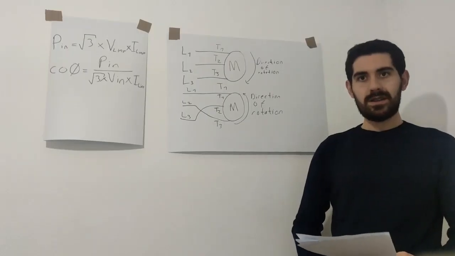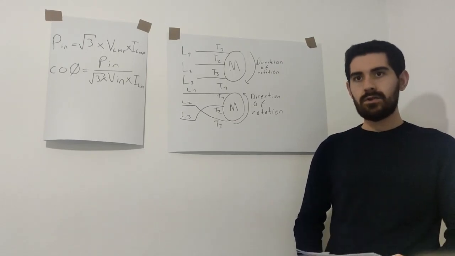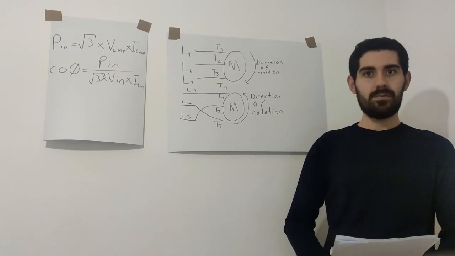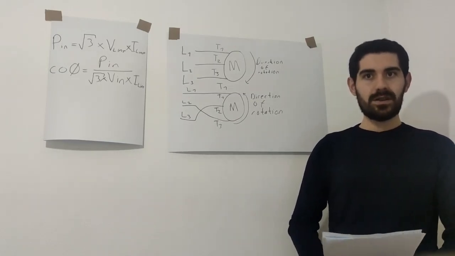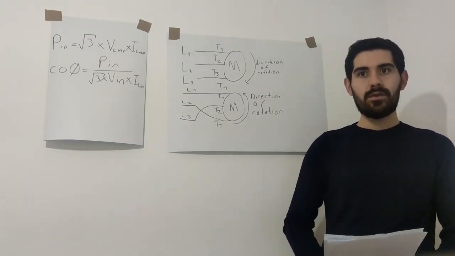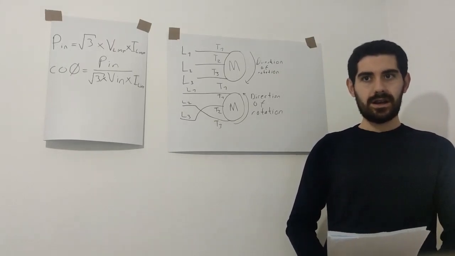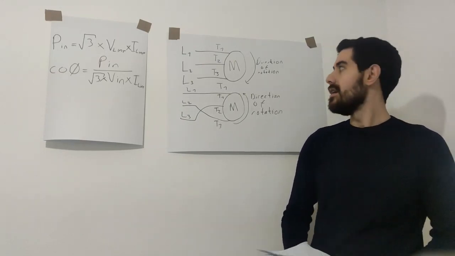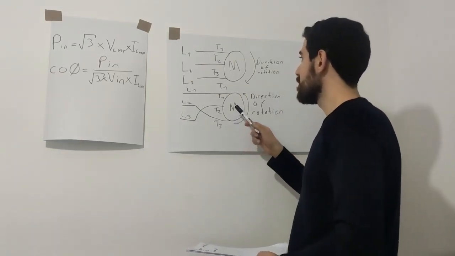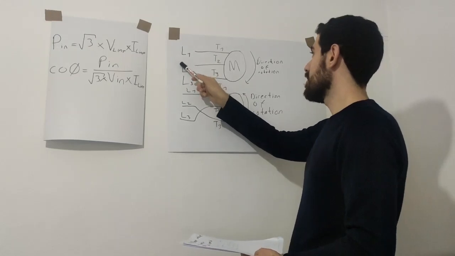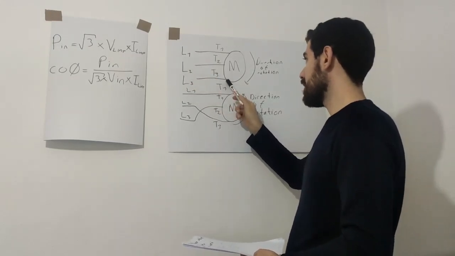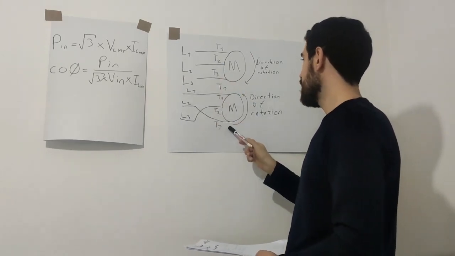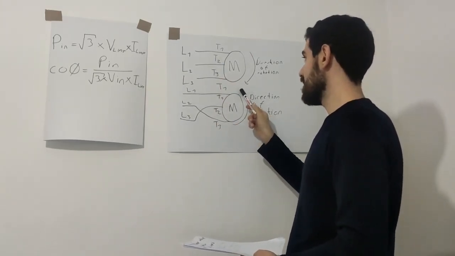When we want to change the direction of rotation, we have to interchange any two terminal connections of the motor's input voltage terminals. This will reverse the direction of the rotating magnetic field in the air gap, and the motor will rotate in the reverse direction. As you can see in this picture, when we change L2 with T3 and L3 with T2, it's going to reverse the direction.